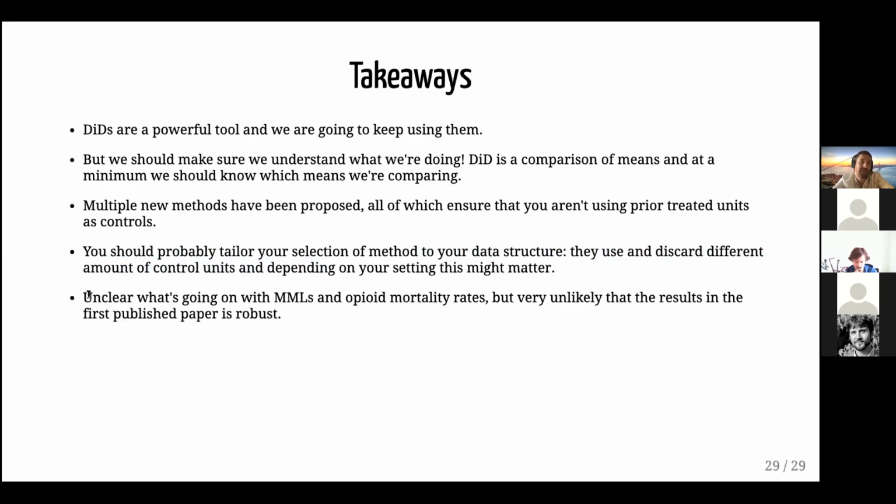As to the replication example, it's unclear what's going on in medical marijuana laws and opioid mortality rates. Previously these results changed a little bit more, but once you add the new firms, it's probably unlikely with a full sample that the results from the first paper were robust. But anyways, I'll end there.